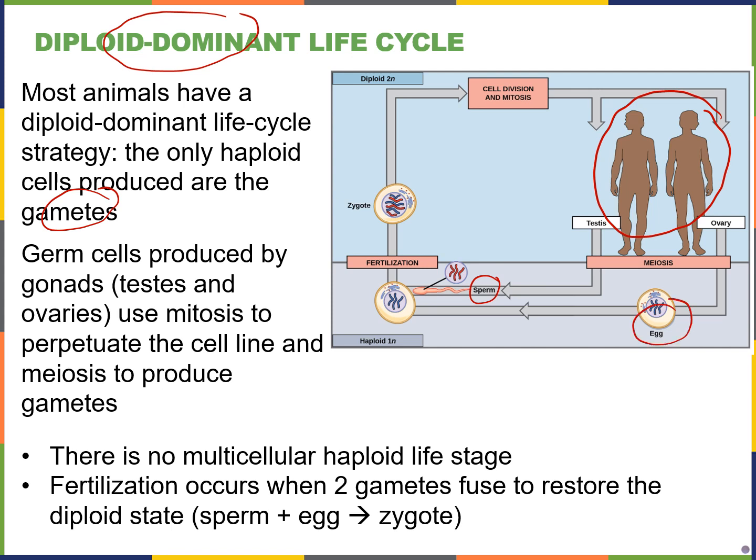Germ cells are embryonic cells that have the potential of developing into a gamete. These are produced by the gonads. The gonads are the sex organs like testes and ovaries. These germ cells within the gonads use mitosis to propagate the cell line.